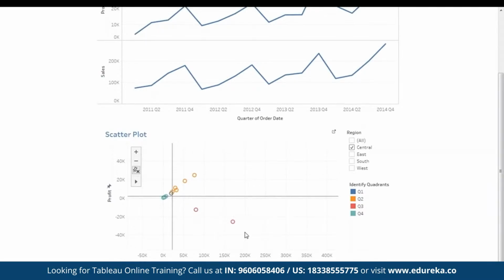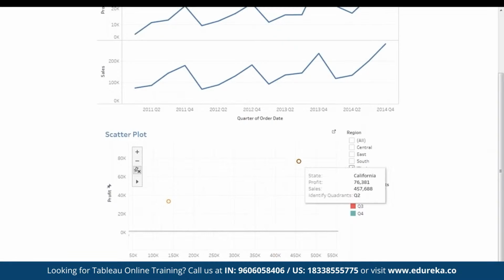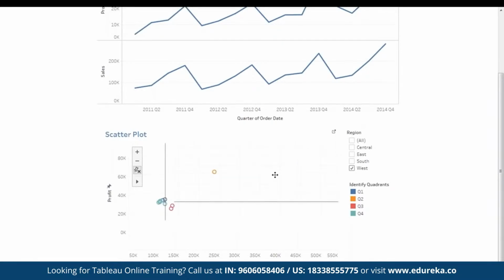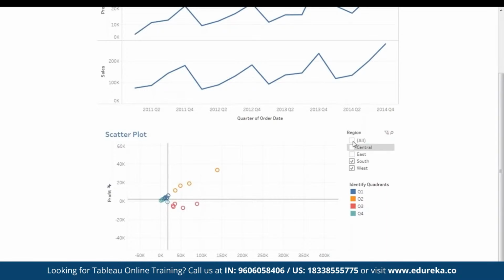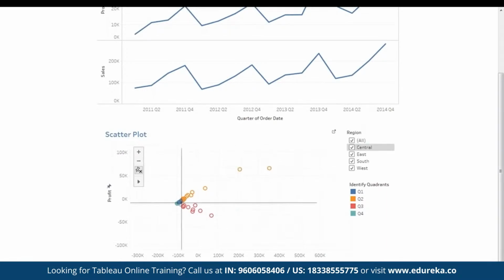So there are states where the managers need to assess, right? There are states where the scope is there to go in retain, right? There are developing ones. They have opportunity over here. If you go in the west one, so in West, California is the only one in the retain, right? It is doing pretty good, right? Washington is also there and these all are here. So you can check region wise also, guys, in this dashboard.